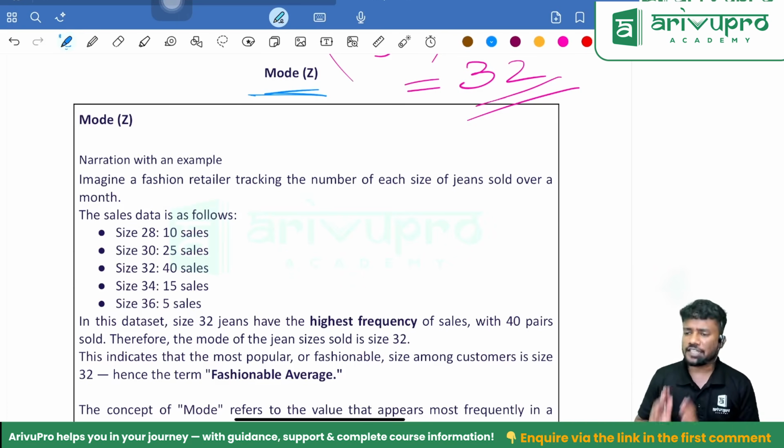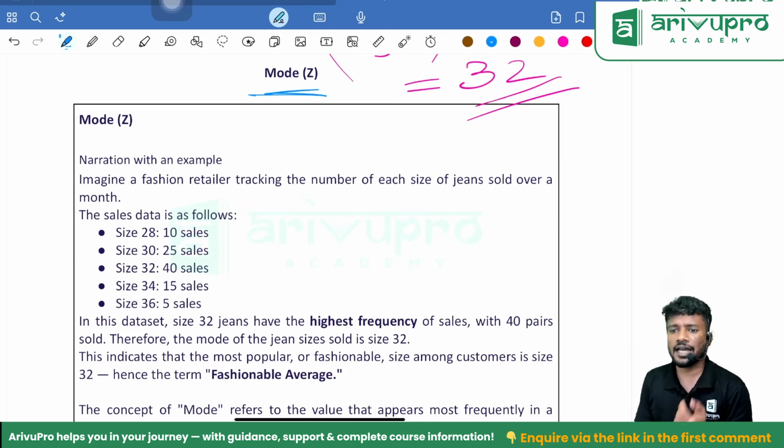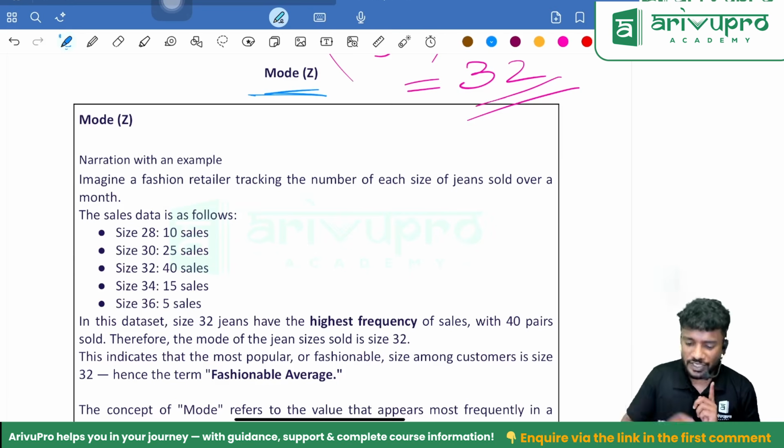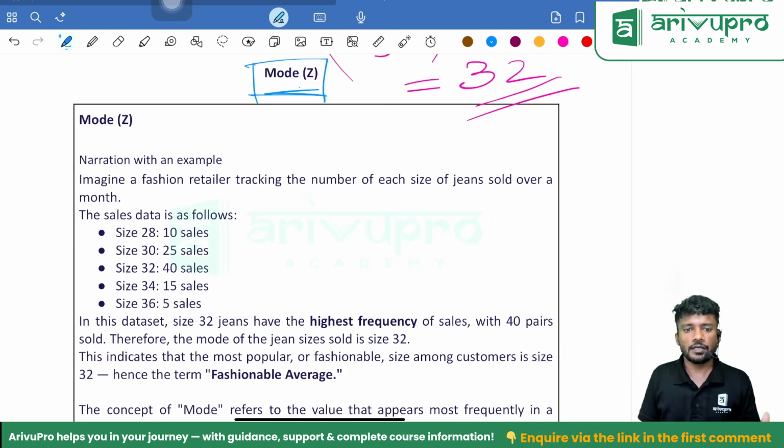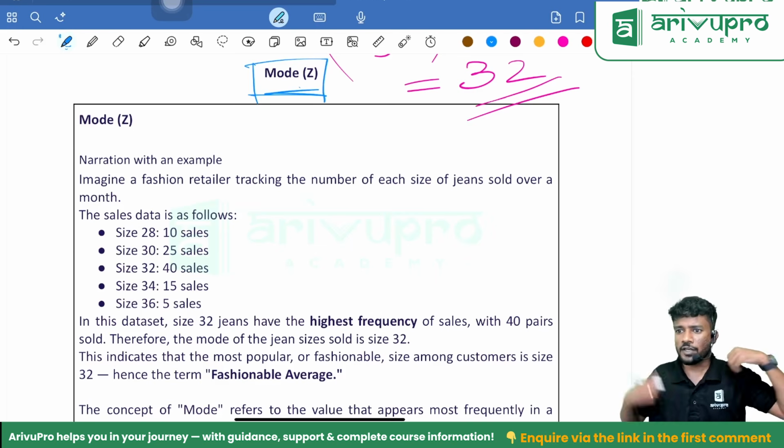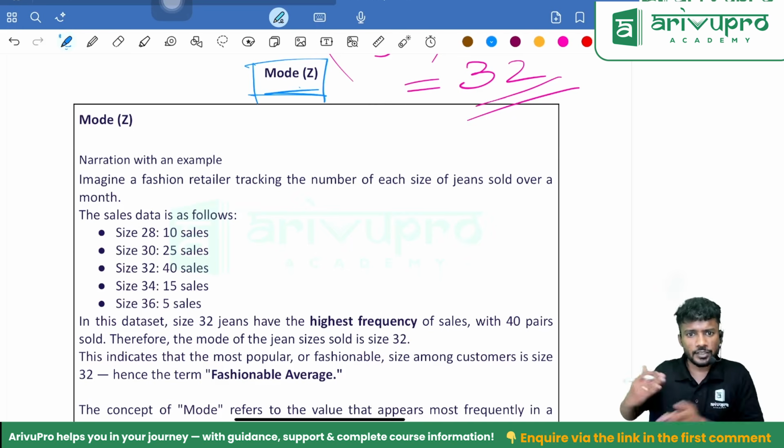Now, mode is the fashionable average. The reason we call the mode the fashionable average is that in the fashion industry or retail industry, this is the average we use the most. Which average is mostly used in retail industry? Mode is the case. So what happened in the studio? I think I already told the example. If one particular dress is getting sold the most, you will stock the same thing.